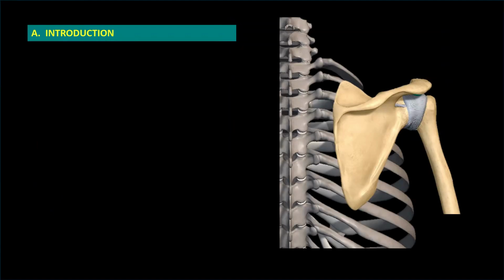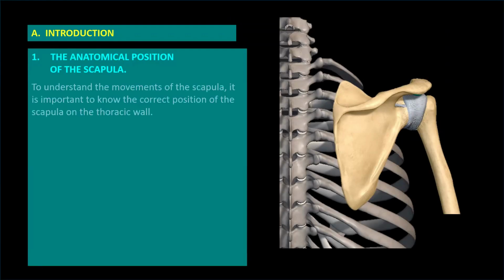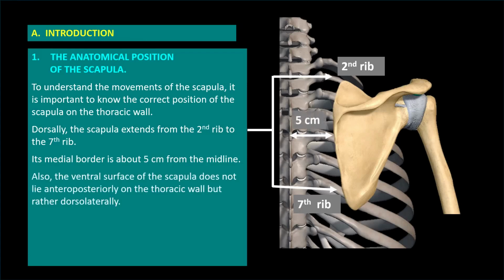A. Introduction. 1. The anatomical position of the scapula. To understand the movements of the scapula, it is important to know the correct position of the scapula on the thoracic wall. Dorsally, the scapula extends from the second rib to the seventh rib. Its medial border is about 5 cm from the midline. Also, the ventral surface of the scapula does not lie anteroposteriorly on the thoracic wall, but rather dorsolaterally.